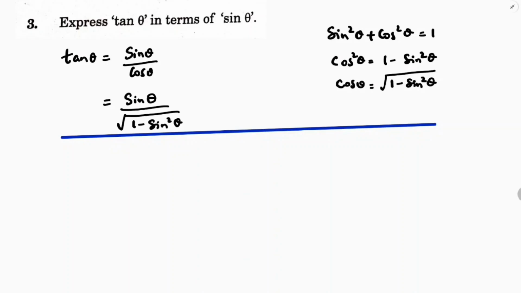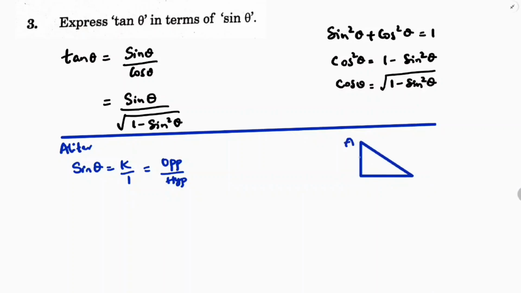The other one is an alternate method. See, you consider sine theta, you want it in terms of sine theta. So sine theta you consider as k, and you can write it as k by 1. And sine theta is opposite by hypotenuse. So take a right angle triangle A, B and C. If I take theta here, opposite is k, hypotenuse is 1. So I'll find the BC value.